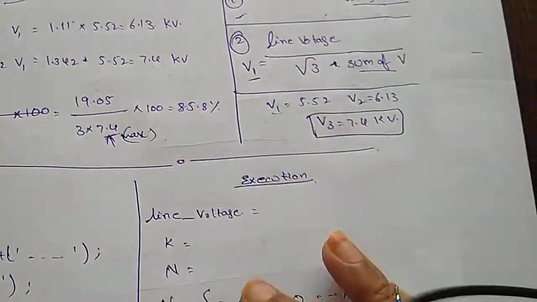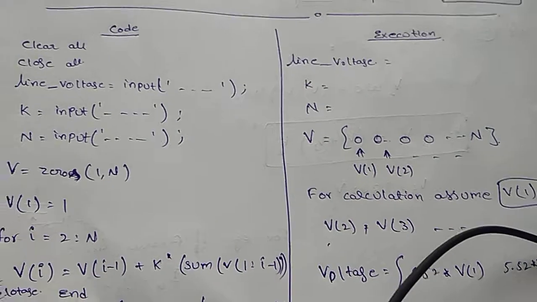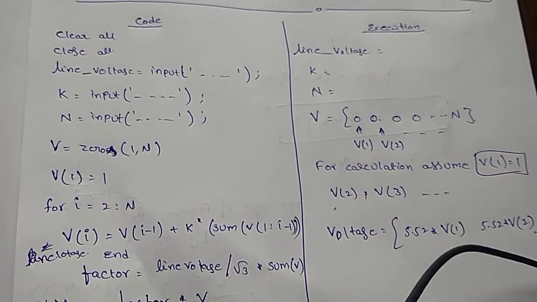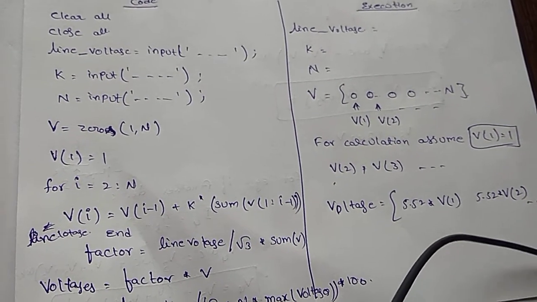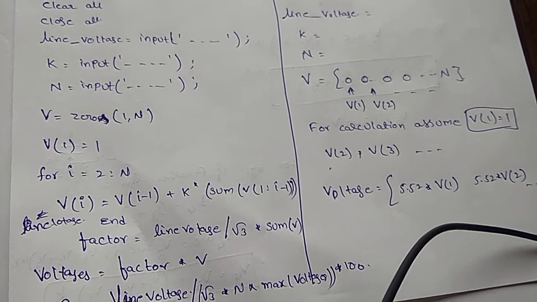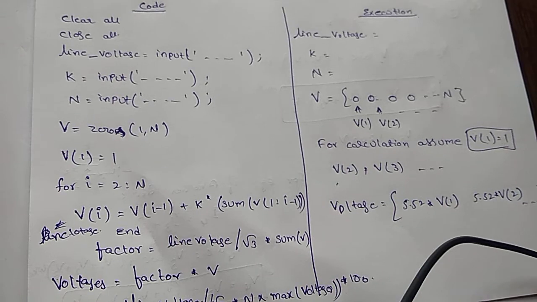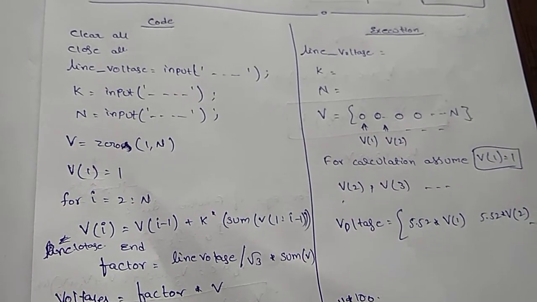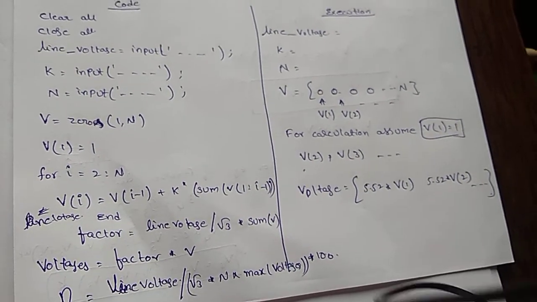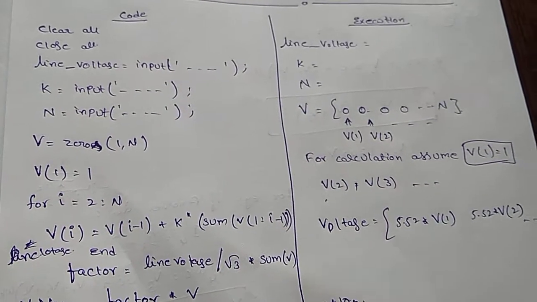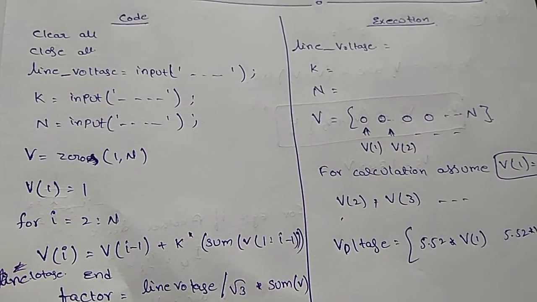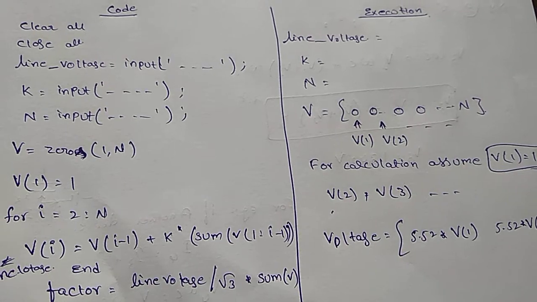Okay, so we will go for our coding part. The initial statements, clear all or close all, are for clearing the command window and whatever the workspace. So for clearing the command window and clearing the workspace, we are using those commands.